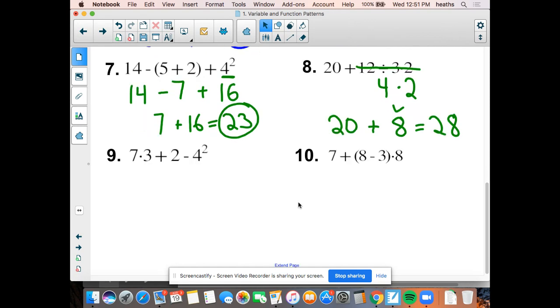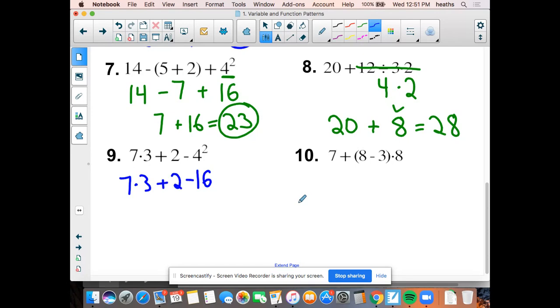7 times 3 plus 2 minus 4 to the second. We've had a lot of 4 to the seconds for whatever reason, and we know that's 16, and we know that 4 to the second or 4 squared is an exponent. So there's no parenthesis, but there's absolutely an exponent. 4 to the second, 4 times 4 is 16. Drop the rest of our problem down. 7 times 3 plus 2 minus 16.